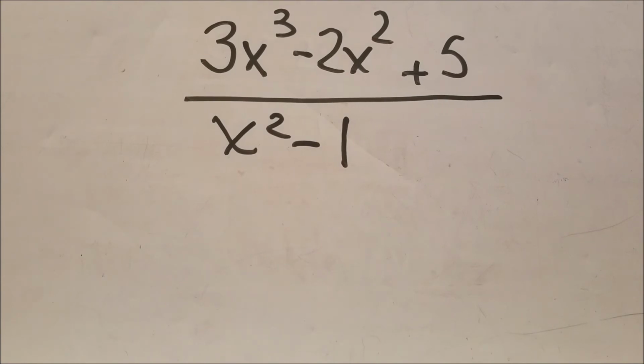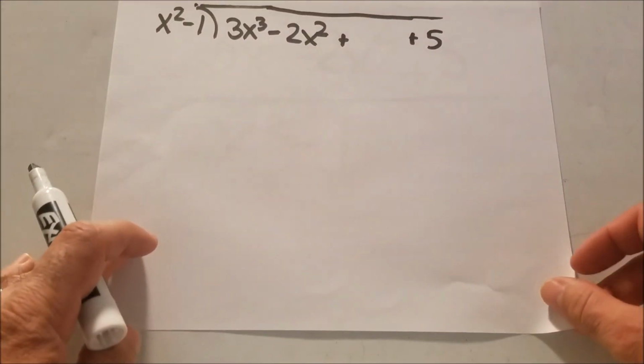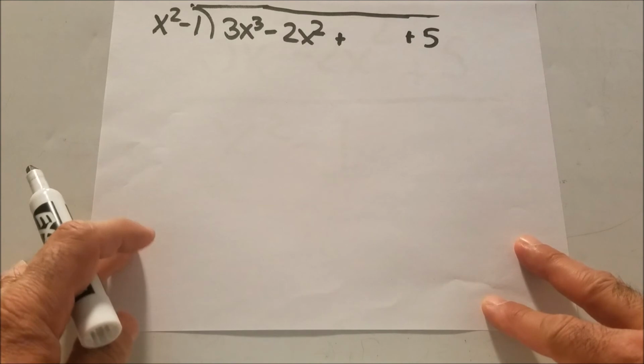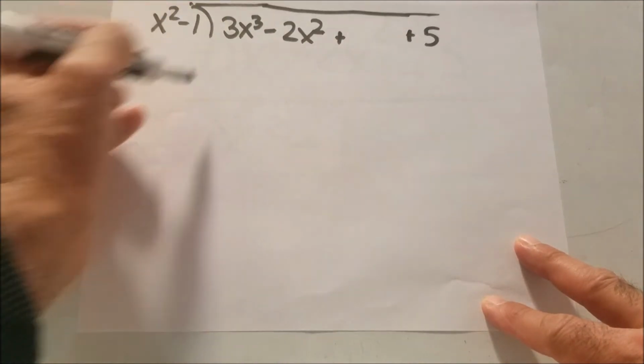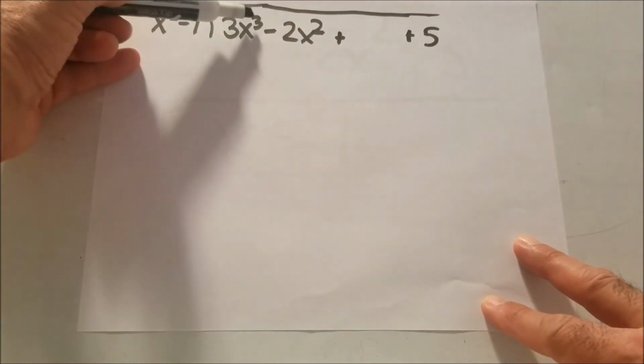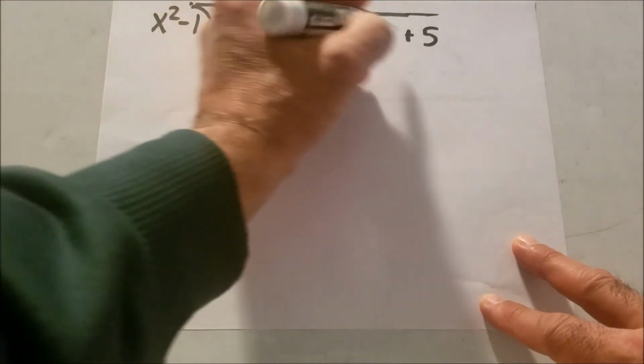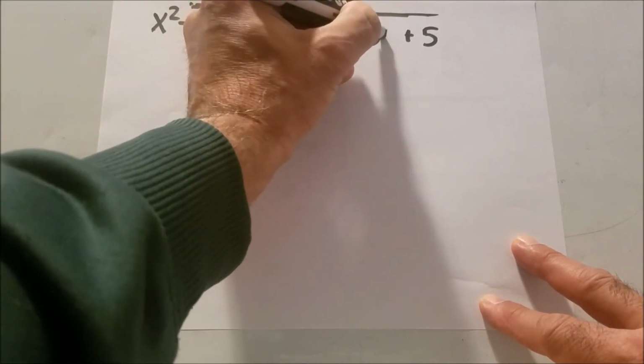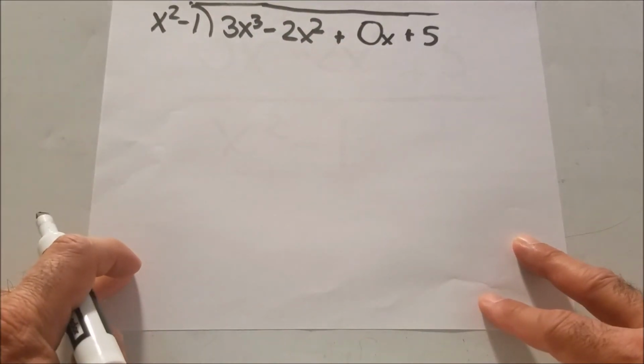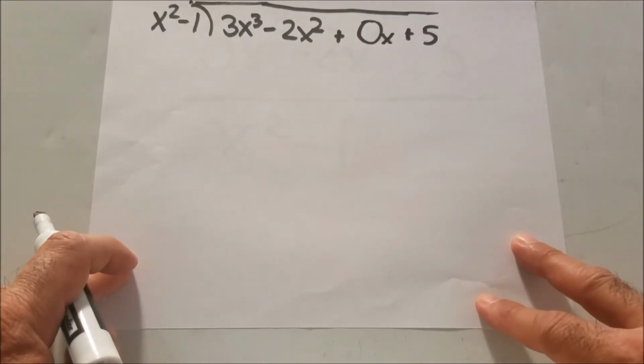So let's make this. Here we go. We can make this like this. This is what it would look like. But we have a problem here. Remember, it should be in descending order. We have a 3, a 2, but we don't have an x to the first power. So we just have to leave it blank. And remember, before we just put a 0. Just put a 0x if you want, or leave it blank.